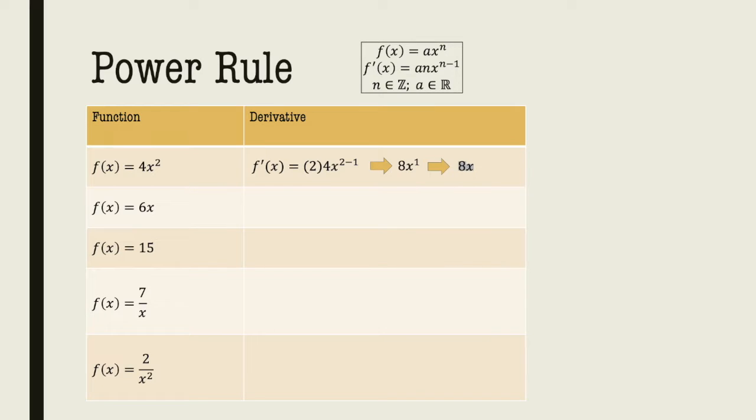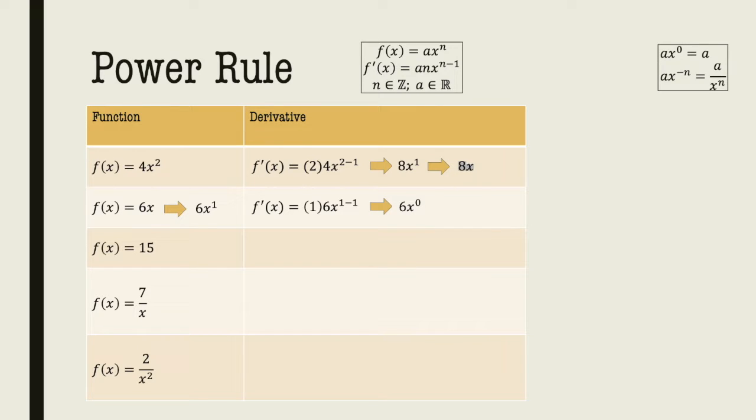Next, we have 6x, which is a linear function. The exponent is not present in that function, and when that is the case, it means the exponent is 1. It is not written simply due to the fact that something to the power of 1 does not change. Once again, the power rule is used. The coefficient of the function remains 6, as we are multiplying 1 to it. However, when subtracting 1 from the exponent, which is also 1, we are left with 0. Our derivative is 6x to the power of 0.